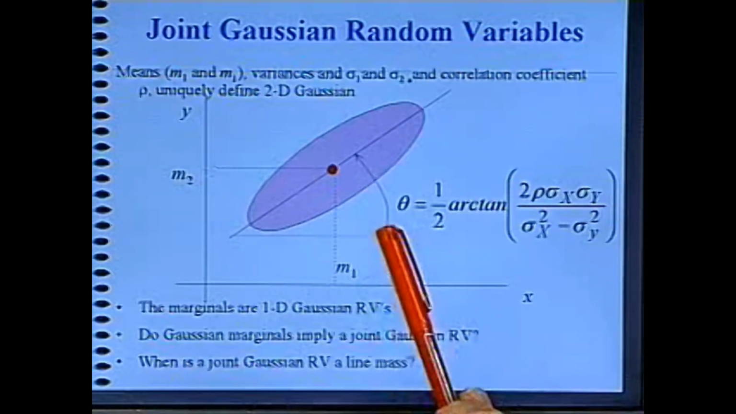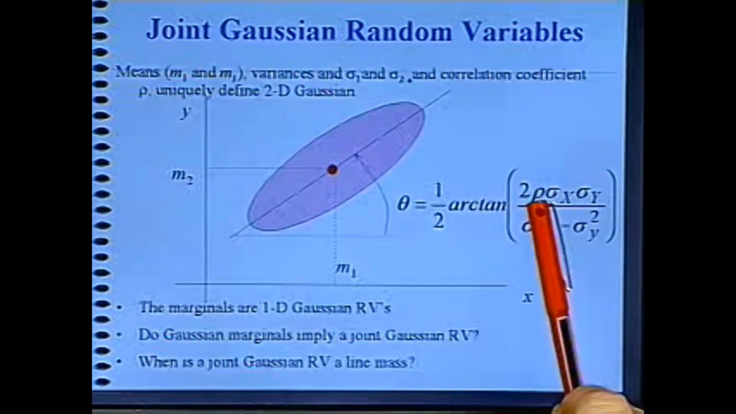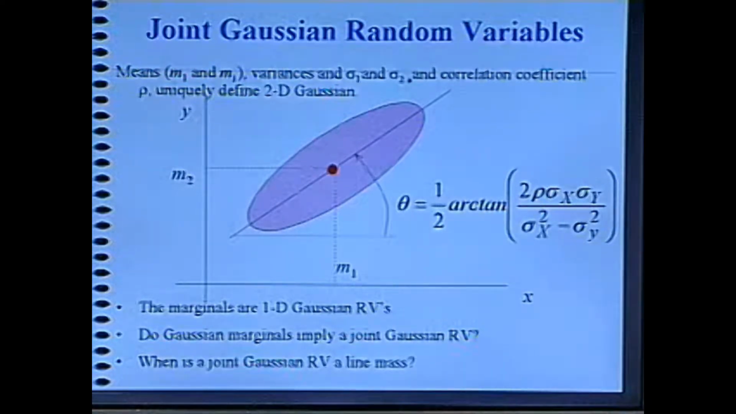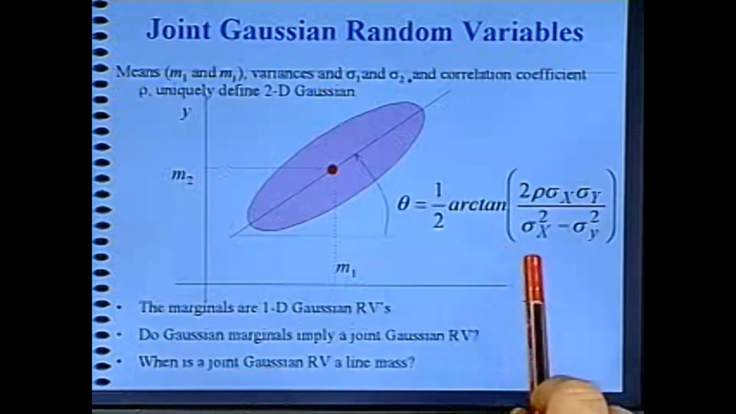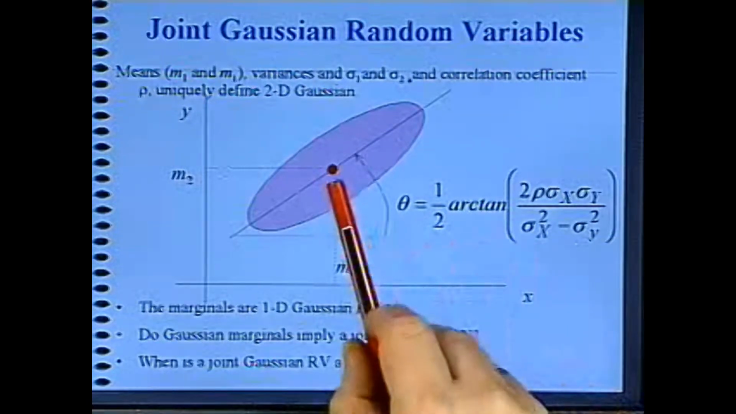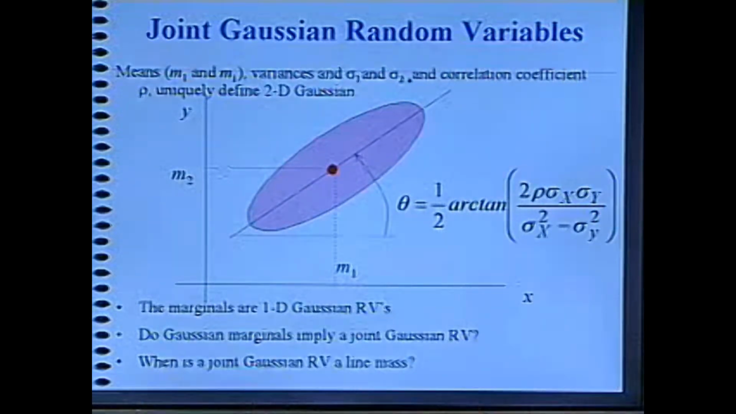Let's look at this angle here. Notice what happens if rho is equal to 0. If rho is equal to 0, what does that mean? It means that they're uncorrelated. The correlation coefficient is 0, so they're uncorrelated, correct? If they're uncorrelated, what is this angle equal to? It's equal to 0, isn't it? And in fact, what happens to this ellipse now is it is aligned with the x and y axis.